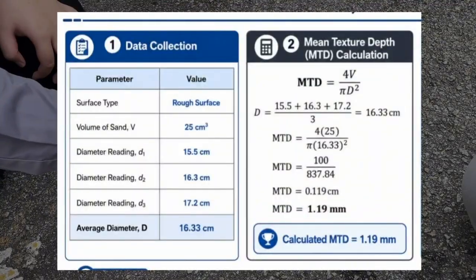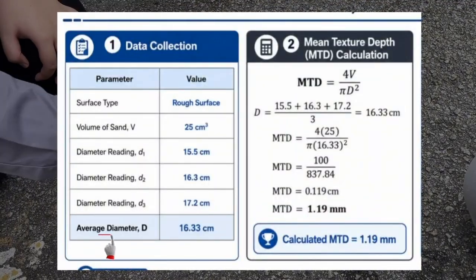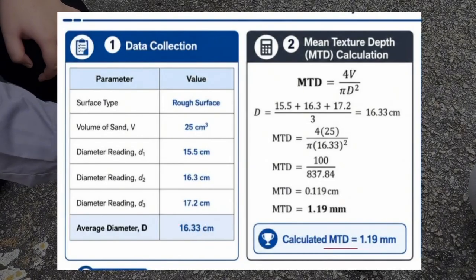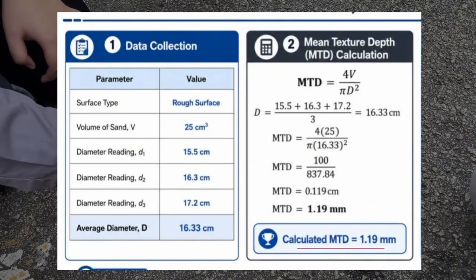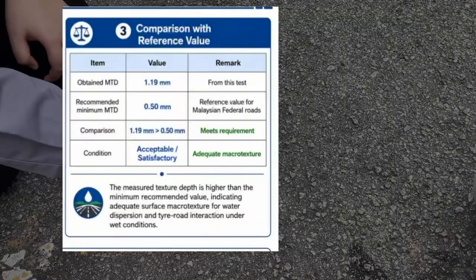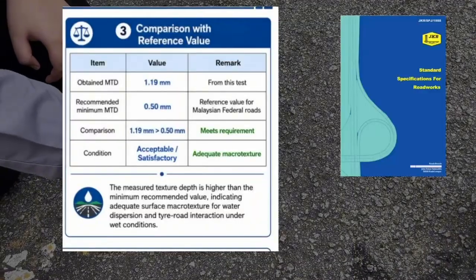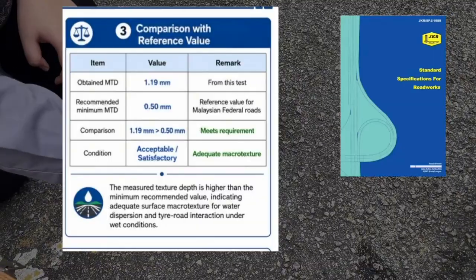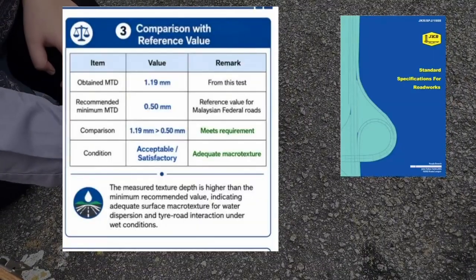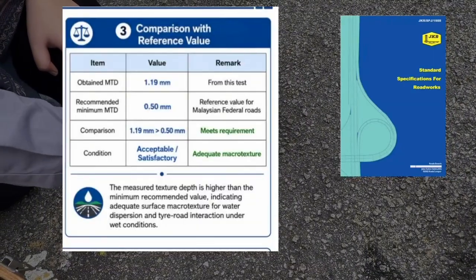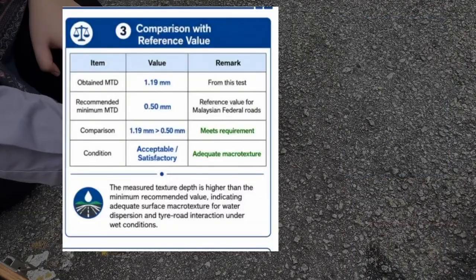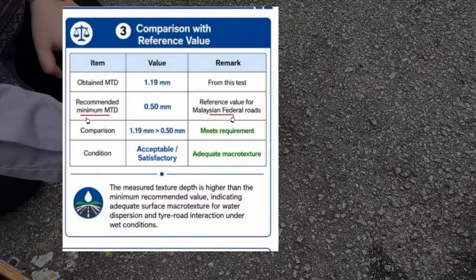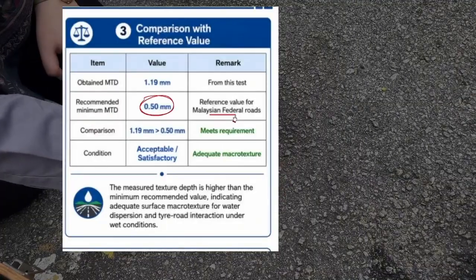Based on our field data, the average sand patch diameter was 16.33 cm and the calculated mean texture depth (MTD) was 1.19 mm. For comparison, we refer to the JKR technical reference, where a mean texture depth MTD value below 0.5 mm indicates poor rainwater dispersion on the pavement surface. The JKR journal also states that the minimum MTD value for Malaysian roads is 0.5 mm.